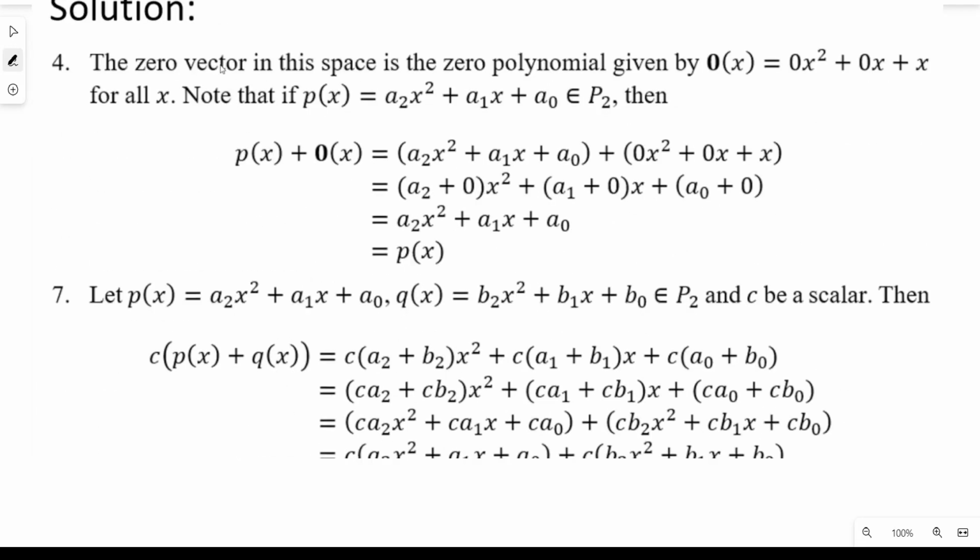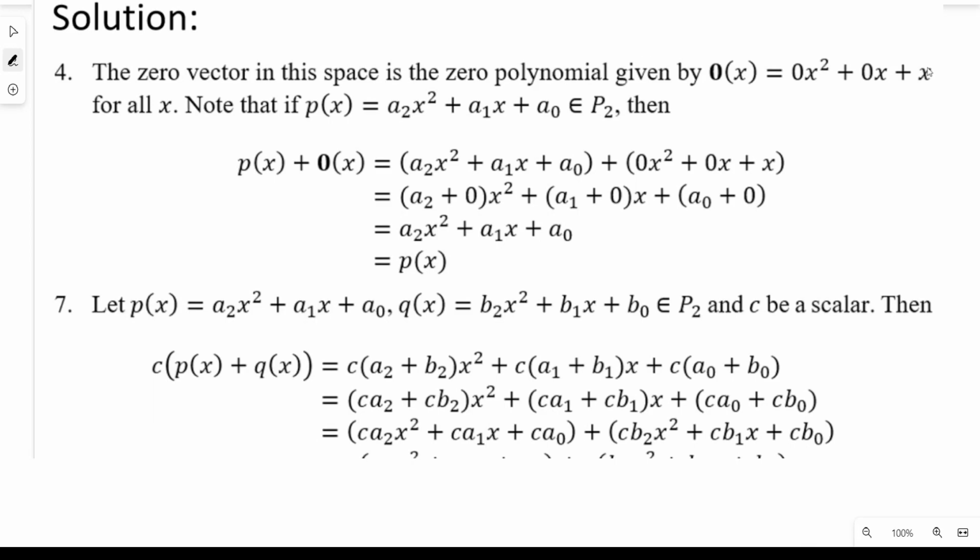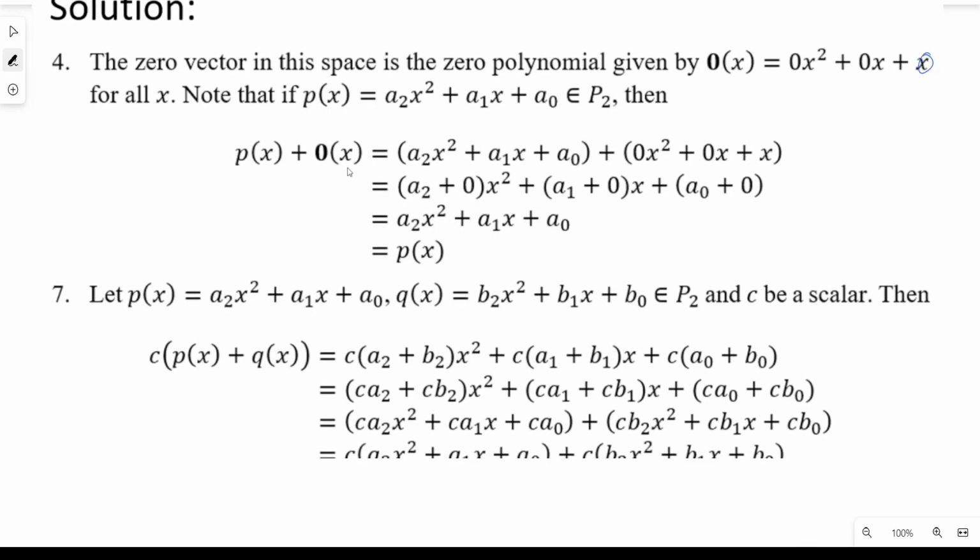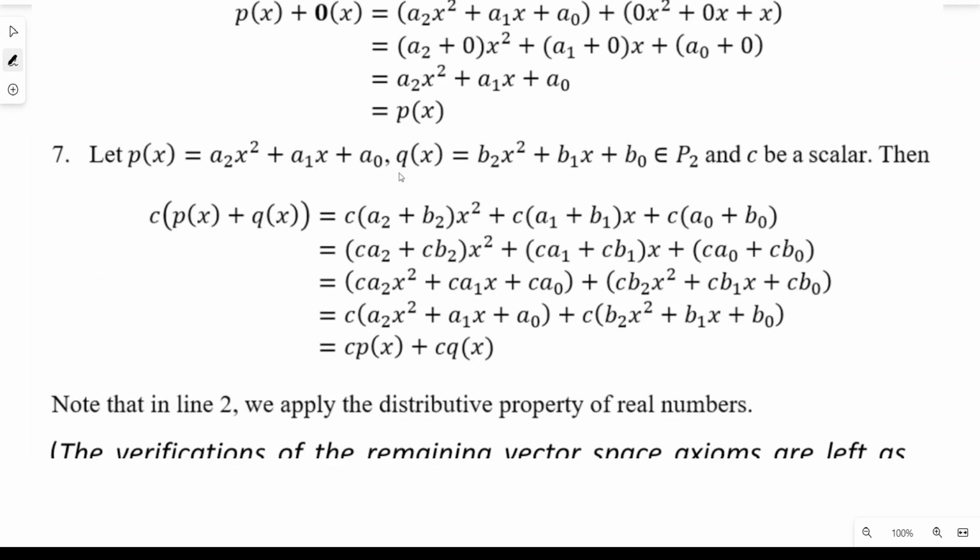There is a zero polynomial in the set of polynomials of degree 2 or less, that is represented by 0 of x, which is 0x squared plus 0x plus 0, for all x, meaning to say this is just 0. And if we're going to find its sum with p of x, it would not change, no? a2 plus 0, a1 plus 0, and a naught plus 0. So it would just be p of x.